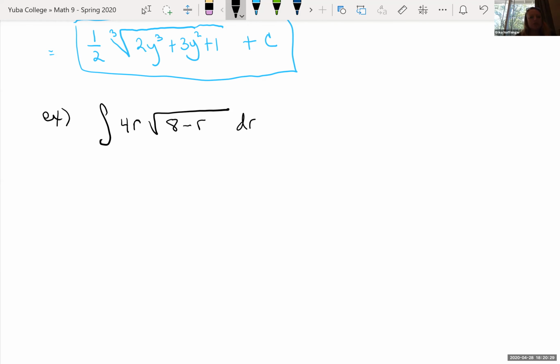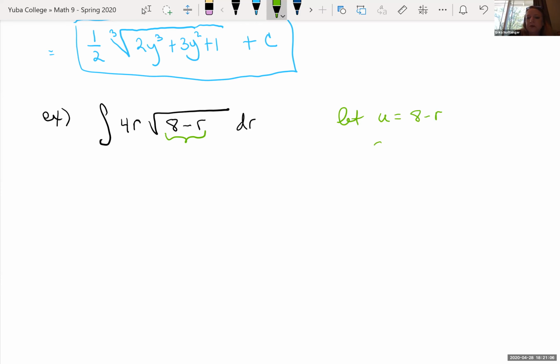I can't distribute this 4r inside of the radical, but if we could get this as one term here, we could rewrite that as u to some power, and if we could rewrite 4r in terms of u, then we could use rules of exponents to rewrite it. So that's kind of our goal, but let me show you how it works. When we're choosing u, again, we want to choose, in this case, what is underneath the radical to make things simpler for us. And so we're going to let u equal 8 minus r.